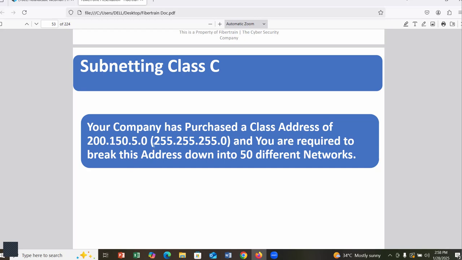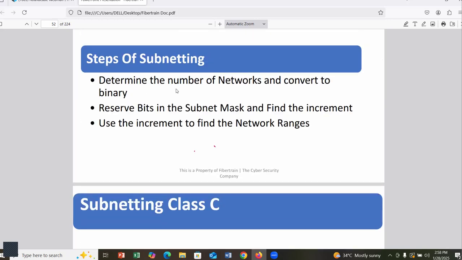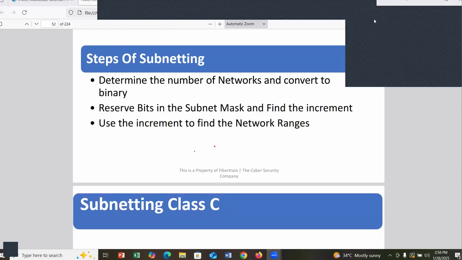So the next thing is that before we can solve this question, we're going to be following these steps. We're going to be following these steps to solve the question.